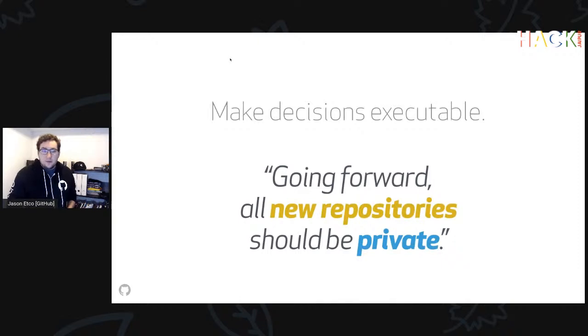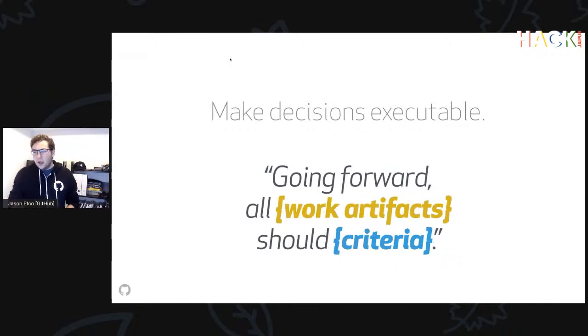And then the last one here is making decisions executable. You want an input and output, right? Going forward, all new repositories should be private. New repositories, private. So what happens when you get a new repository? You make sure that it's private, right? If you can phrase your automation tool like this, then you've already done a lot of the work. Then it's just about implementation. And honestly, implementation is the easy part. We'll do some implementation.